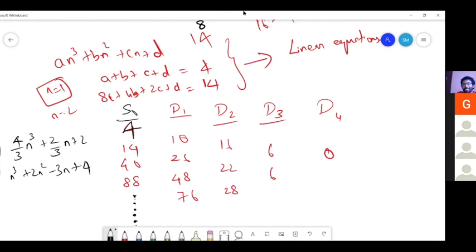Very nice. Yes, Sunil, what do you think about it? When there are 4 variables, I fix the degree of the polynomial, and then there are 4 variables. Therefore, there must be 4 values to solve those 4 equations, right?